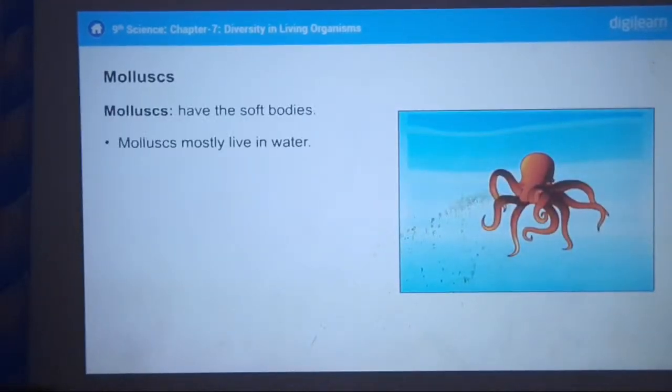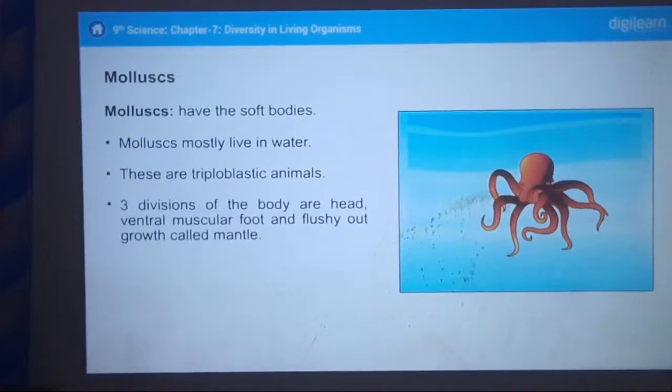Mollusca. The animals of this phylum have soft body, hence they are called mollusks. These animals are mostly aquatic. Some are found in moist soil. These are triploblastic animals. Bodies of these animals are unsegmented. The body has three divisions. The body is covered with fleshy outgrowth called mantle.